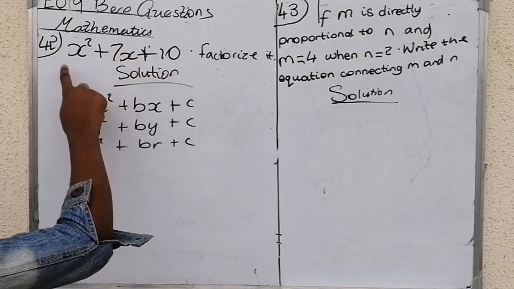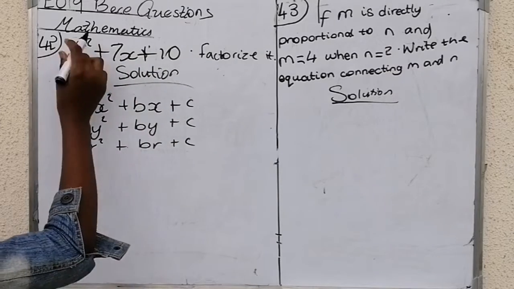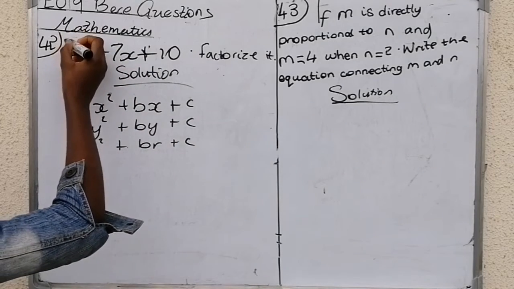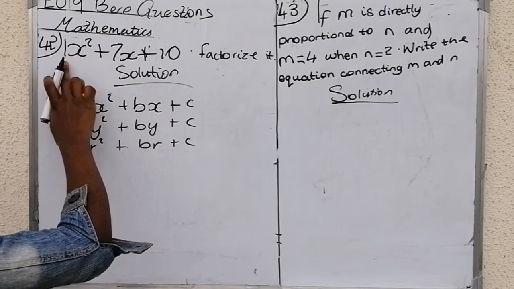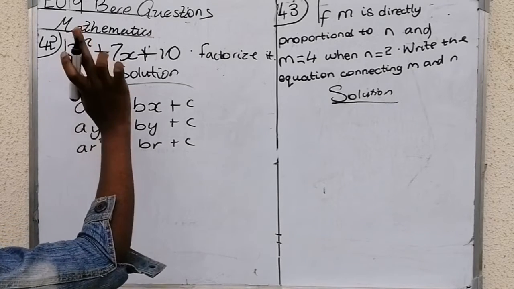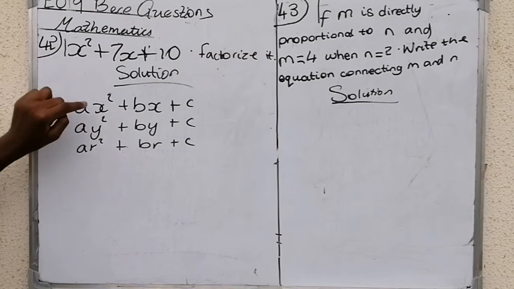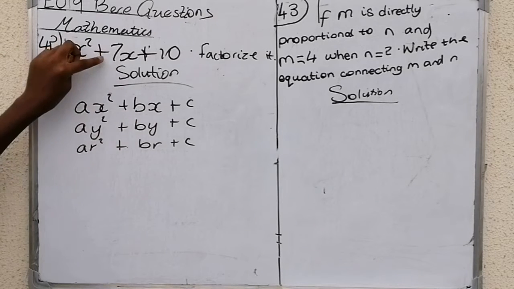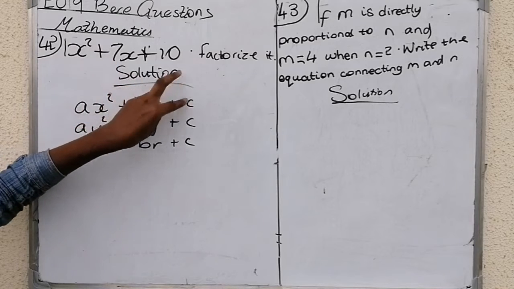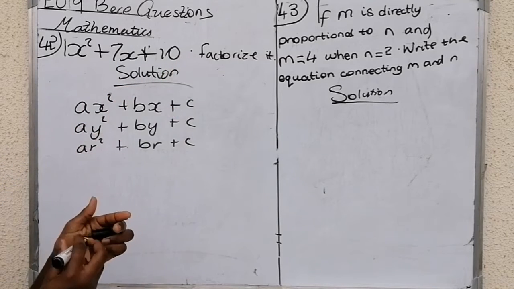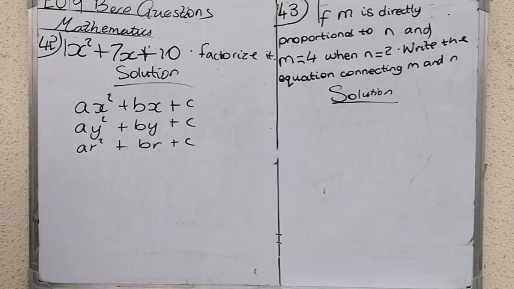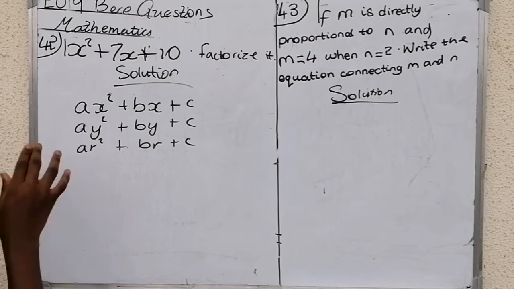For instance, here x squared is also 1x squared. We don't really need to write the 1; we leave it as x squared. So now, a is represented by 1, b is represented by 7, and c is represented by 10. So now you know how quadratic expressions are. Let me wipe this off and let's solve.